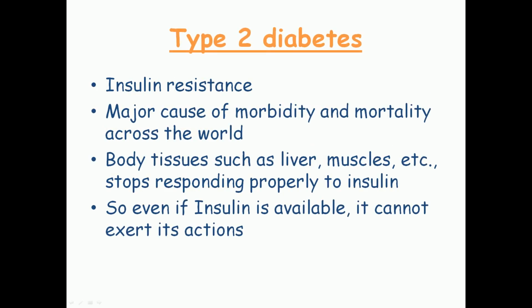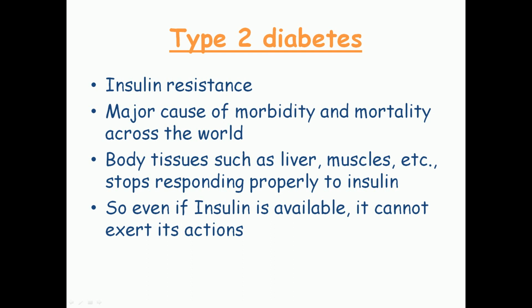Now we'll see about type 2 diabetes. As I've told you earlier, type 2 diabetes is due to insulin resistance. Type 2 diabetes is a major cause of morbidity and mortality across the world. This leads to various complications, which can be classified as macrovascular and microvascular complications, on which we'll be making a video later.